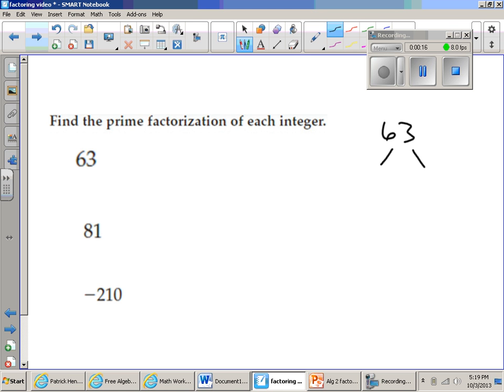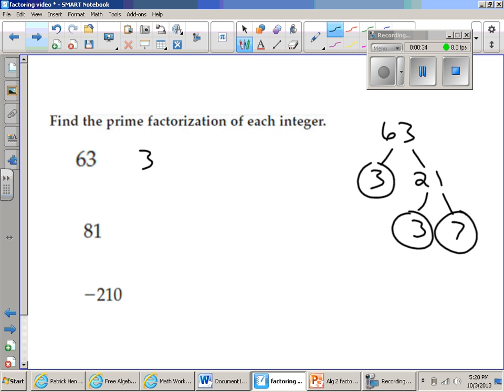And what are factors of 63? 3 and 21. 3 is prime, so I don't have to branch off from 3. 21, 3 and 7. So how am I going to write the prime factorization? I'm going to write every number that's at the end of our tree. So 3 times 3 times 7.